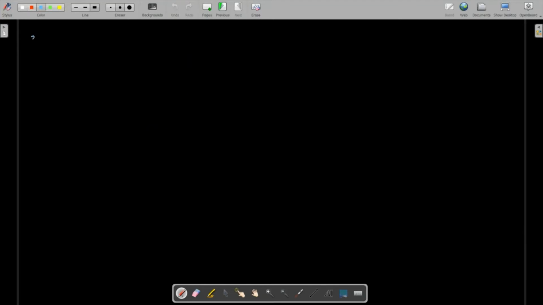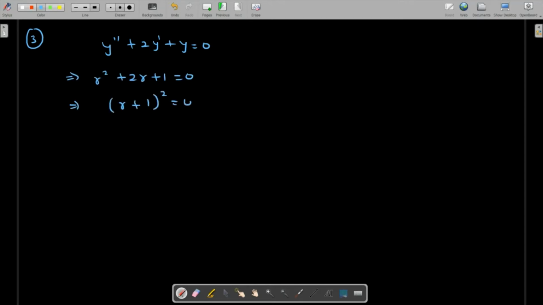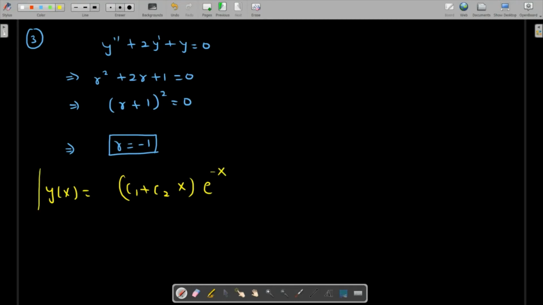Let's talk about another one. So this one is y'' + 2y' + y = 0. So the characteristic equation is r² + 2r + 1 = 0. This can also be written as a perfect square, (r + 1)² = 0. So the value of r is just −1. It means that the roots are repeated. So the final equation is going to look like (c1 + c2 x) e raised to the power of the root, which is −1, so we write −x. So that's going to be the final answer.